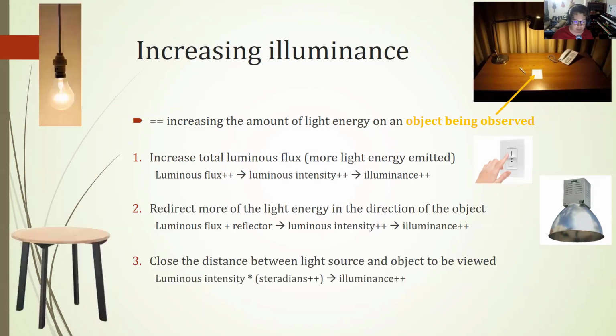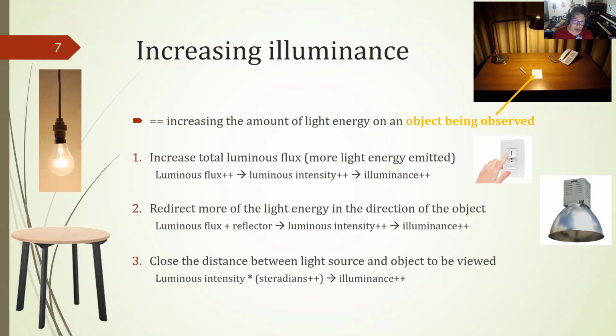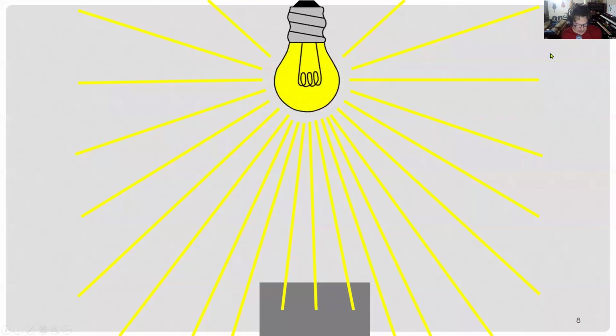So that's another one we can do. Or we can close the distance between the light source and the object, right? So I move that light closer to the table, it will effectively have more illumination on the table. All right. And one way to think about this is we're increasing the number of steradians of emitted light that are now contacting this surface when we get closer with that object. So I'll show you how that kind of works here in this illustration.